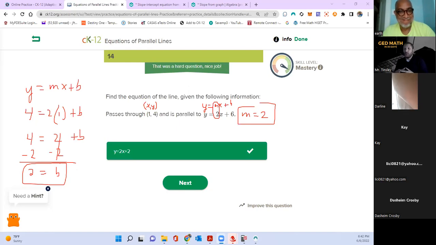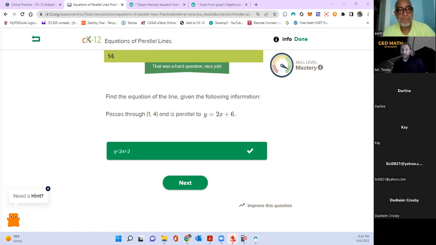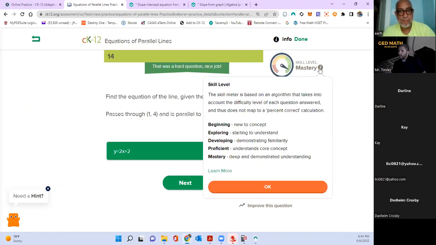The biggest thing that you can do is practice. What I like about CK12 is they give you about 10 problems. I like Khan Academy, but they only give you about 4 problems at a time. What I like about CK12 is they have varying difficulty. As you get more and more right, they increase the difficulty because you want to be prepared. I'm going to show you: they give you beginning, exploring, developing, proficient, or mastery. Once you're at proficient, that's good enough for the GED.